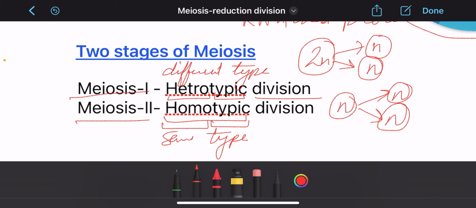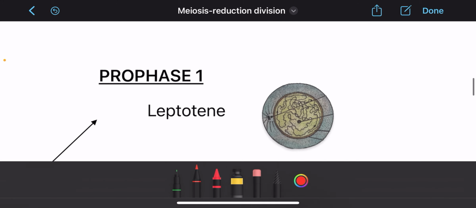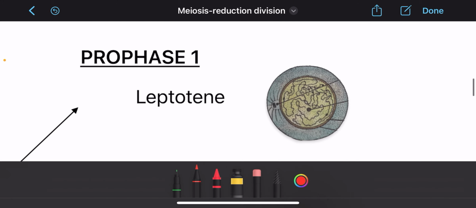Now meiosis I is divided into four phases. These are Prophase I, Metaphase I, Anaphase I and Telophase I. In Prophase I we have five stages. The first one is leptotene. In leptotene, we find that the chromosomes become uncoiled and appear thread-like. Then the centrioles duplicate and move towards the opposite poles.